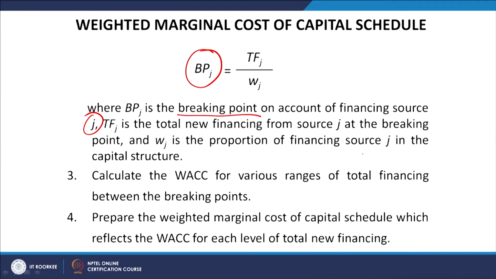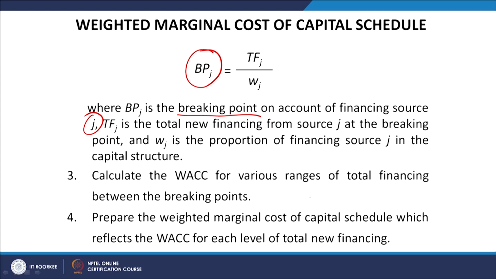Number 3, calculate the weighted average cost of capital for various ranges of the total financing between the breaking points. So, by range I mean, for example, 0 to 75 million you can raise from equity, or 0 to 100 million you can raise from debt, or 0 to 30 million you can raise from the preference capital. Those ranges have to be decided, and then we have to calculate the WACC for each individual range.